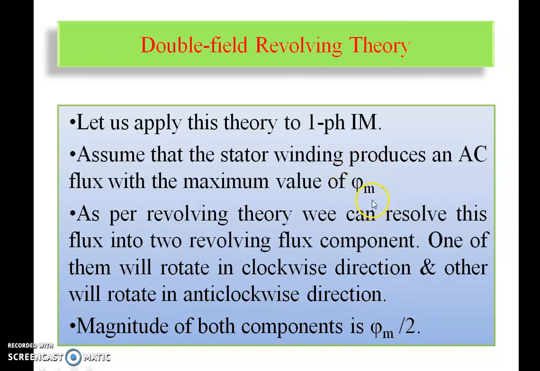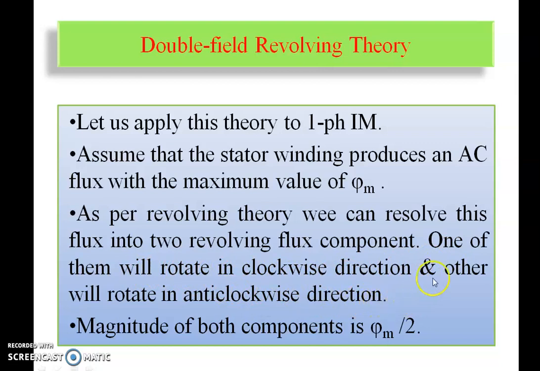So I'm taking the maximum quantity phi m, and the magnitude of both components is the maximum divided by 2. But the direction of these two components is exactly opposite. Let me make it clear: an AC quantity with maximum value phi m, again we can resolve into two parts. Resolve means divide. We can divide or resolve into two parts, one of which will rotate in clockwise direction and the other in anti-clockwise direction.